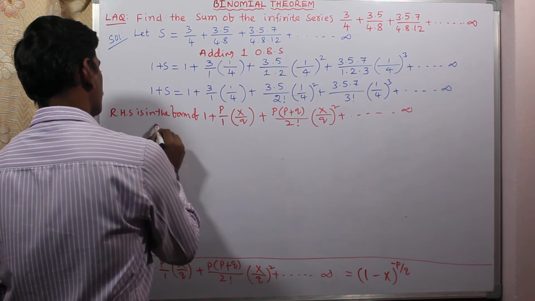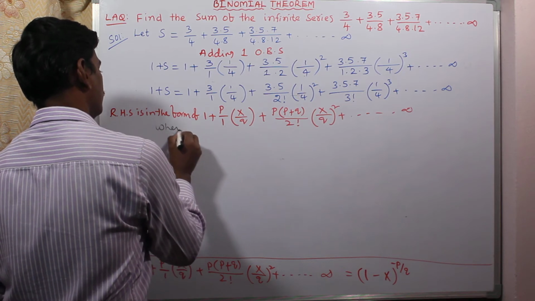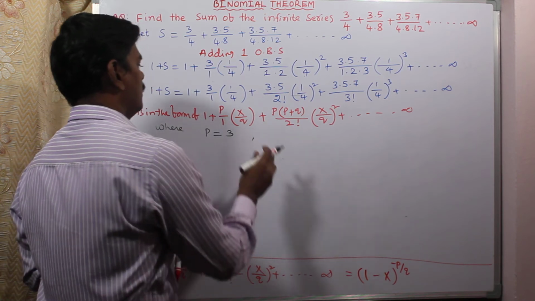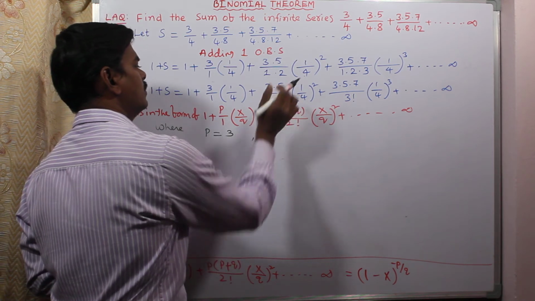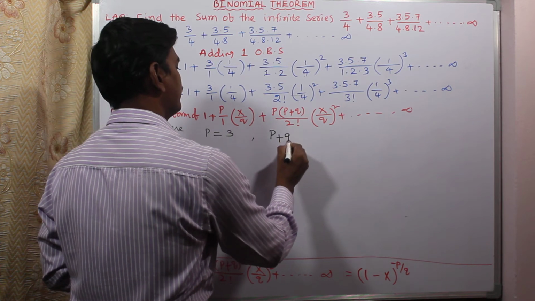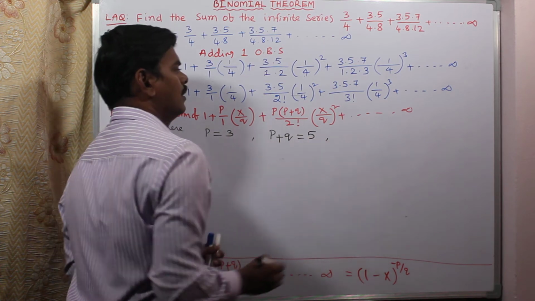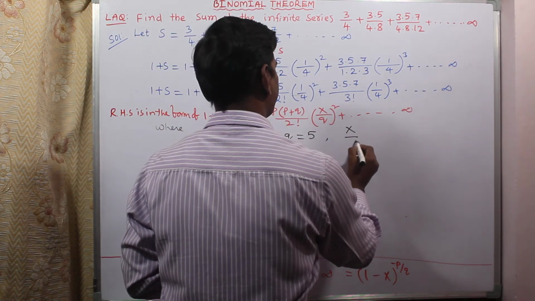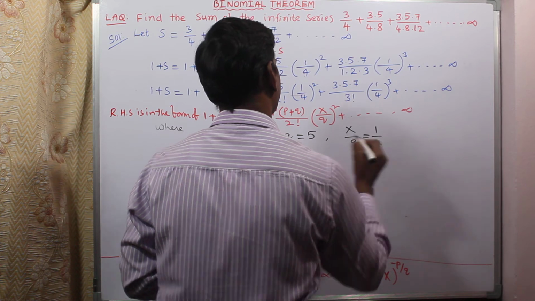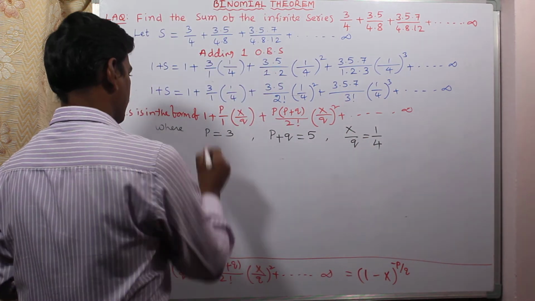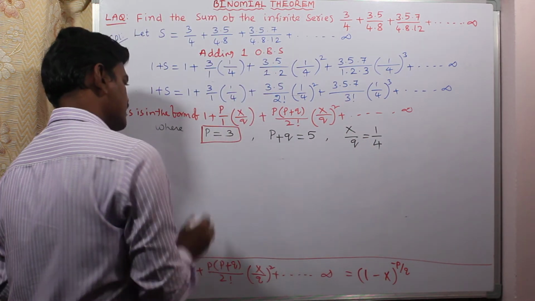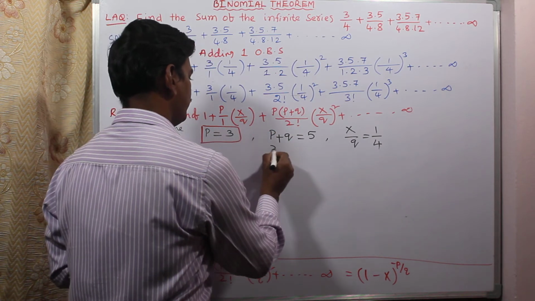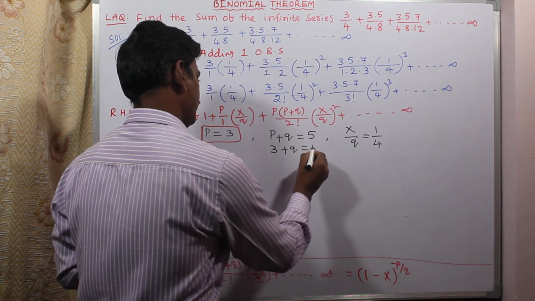So where p is equal to 3, we also get p plus q on comparison, we get 5, p plus q value 5. Also, x by q, everywhere in place of x by q I have 1 by 4. So I got the p value now. Now by substituting the p value you can find the q value. This is the chain link process. Substitute p to get q.